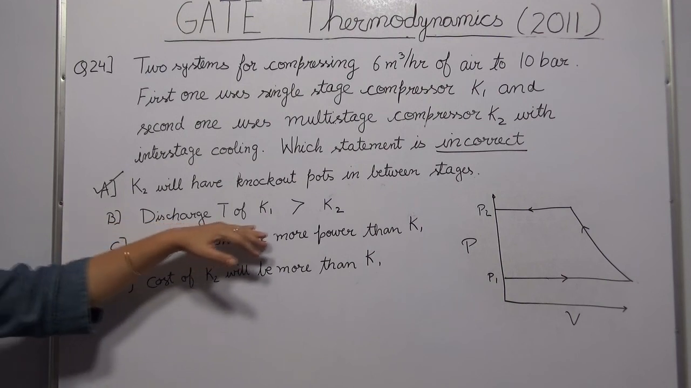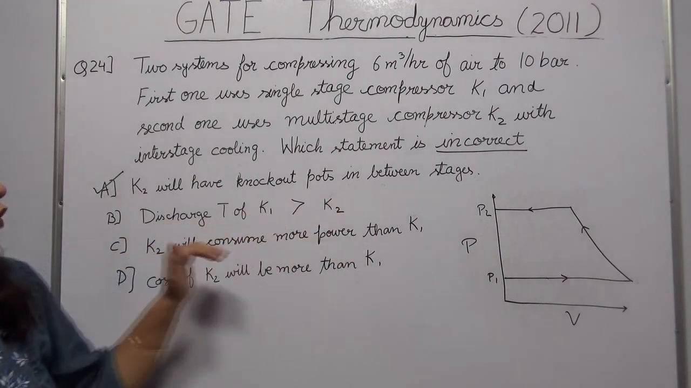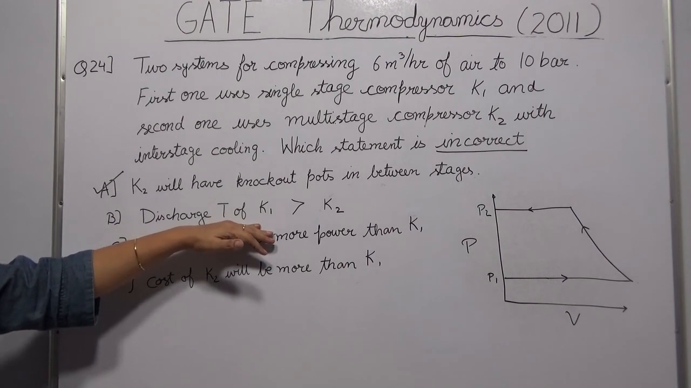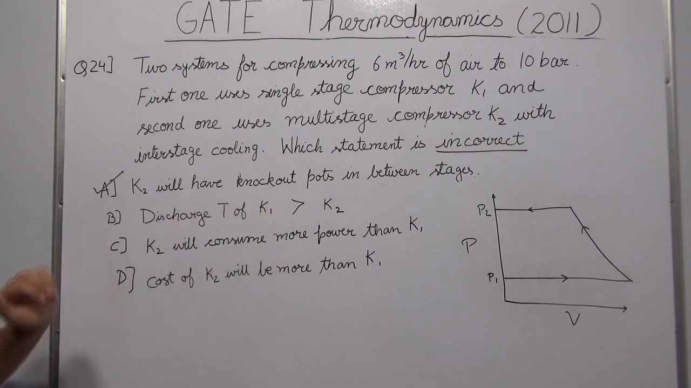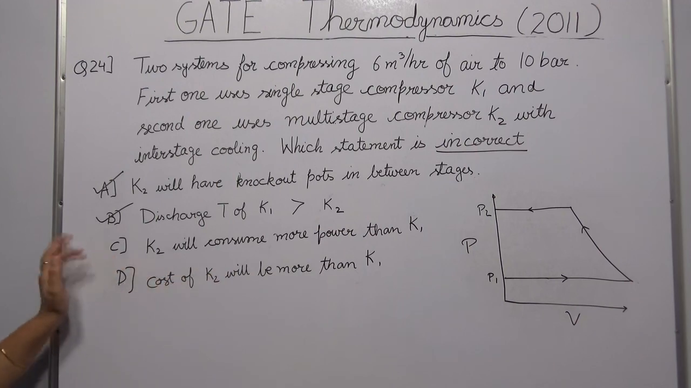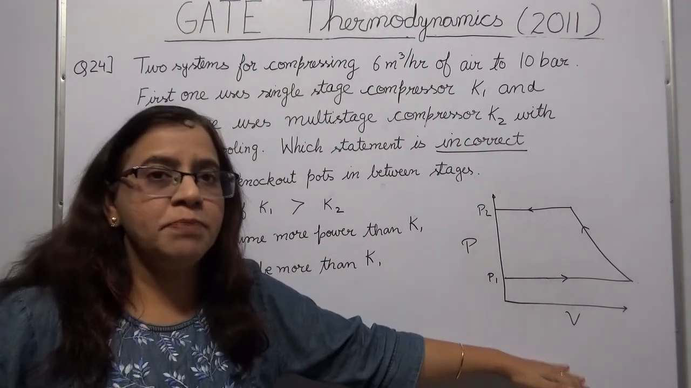Discharge temperature of K1 is greater than K2. Of course, since we are not providing any cooling in case of K1, the discharge temperature of K1 will be higher. K2 will consume more power than K1. To understand this statement, let's go to the PV plot.